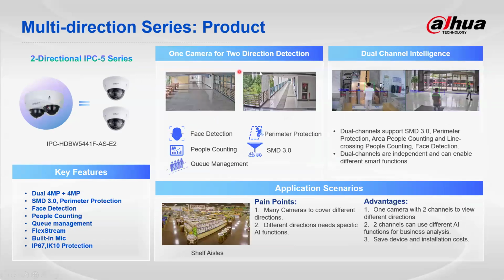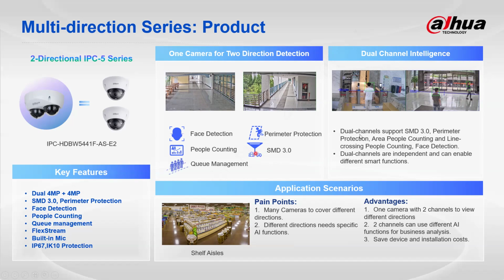Then we have the Series 5, or the WizMind 5 two-directional IPC. In this case, the technology is the same, only that now this WizMind 5 comes with more high-end AI functions. For example, this product can do face detection, people counting, queue management, perimeter protection, and SMD, or Smart Motion Detection 3.0, for accurately detecting and filtering out unwanted false alarms from true alarm triggers.